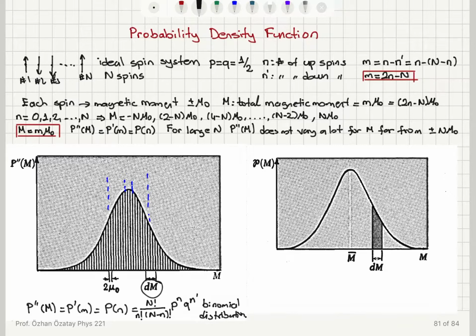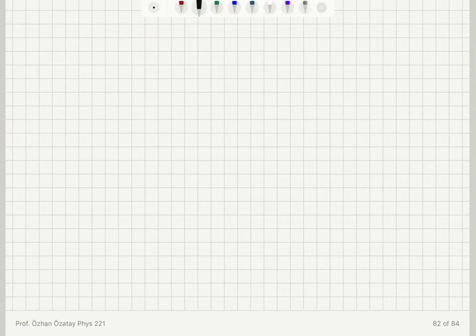Okay, so how important is it to show this discreteness of the values in this distribution? I'm going to demonstrate this with an example. Let's consider, for an example, capital N is equal to 10. So I have 10 spins, and I want to be relatively close to the middle of the distribution. So what is the probability of having 6 up spins?